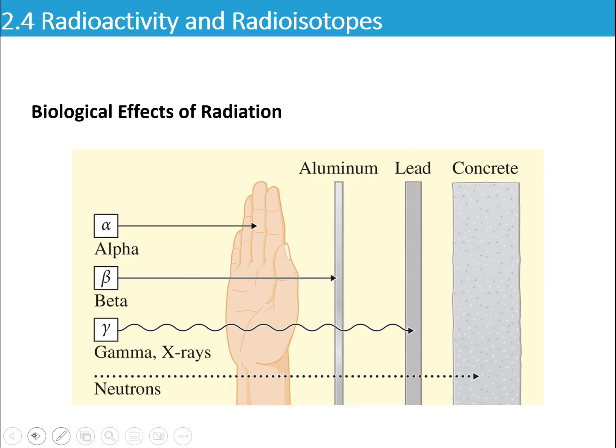But then look at gamma and X-rays. Gamma and X-rays have the highest energy. They have the most penetrating power. So we already said that X-rays pass straight through soft tissue. Gamma rays as well.